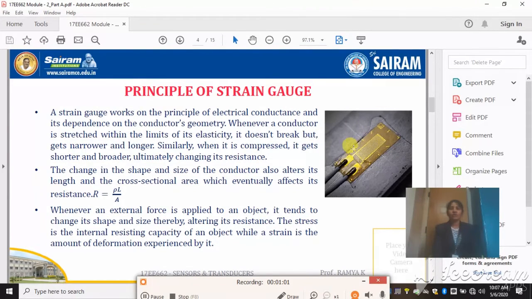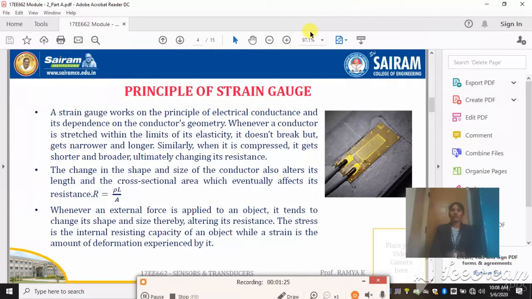It works on the basic principle of electrical conductance. As we know, the strain gauge output is a change in your electrical resistance for the applied force. So it basically works on the principle of electrical conductance, and it also depends upon the conductor's geometry. So two cases occur. One is when you apply a force, either the conductor expands or it gets compressed.